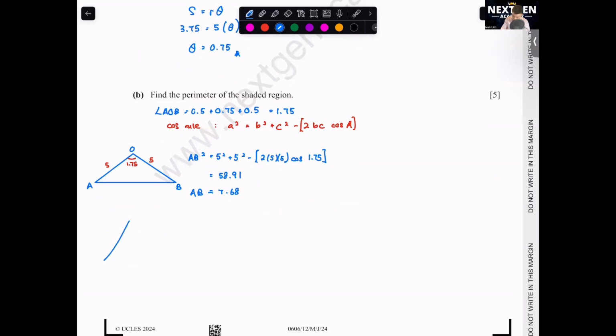Okay, the other triangle is ODC. Here is 5, 5, 0.75. The steps that we're going to be doing are all exactly the same except the angle. So here CD square equals 5 square plus 5 square minus 2 times 5 times 5 cos 0.75. Okay, close the bracket. You'll get 13.416 and CD equals 3.66.